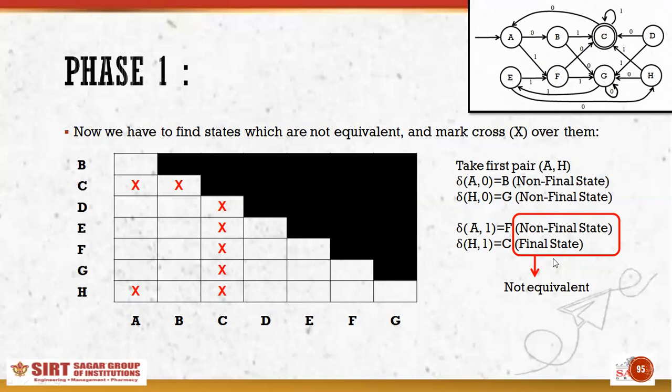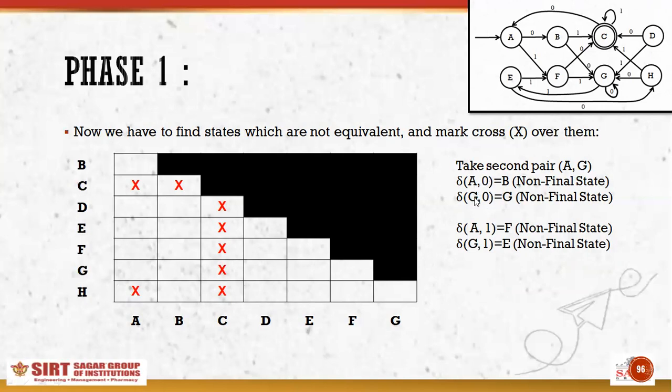Then we'll check another pair, the second pair AG. On giving 0 to AG, we are getting BG, that is, both non-final. And on giving 1 to A and G, we are getting F and E. In this machine, you can easily trace these transitions. On giving 1 to A, we reach F, so I have written F here. And on giving 1 to G, I am reaching E, so I have written E over here. Both are non-final states, so we'll not mark a cross in front of them, and we'll skip to the next pair, that is AF.